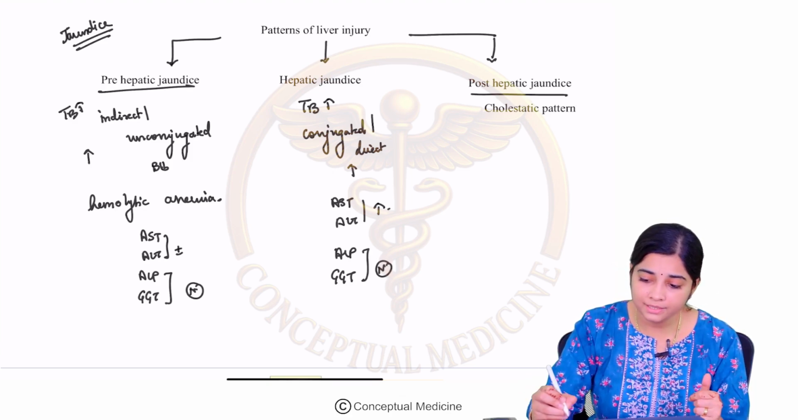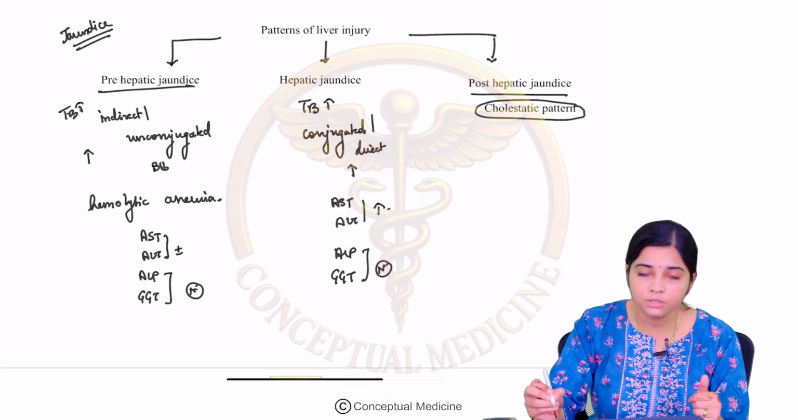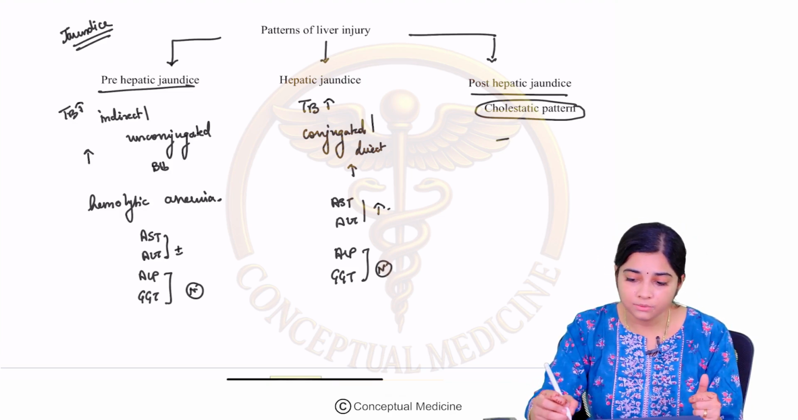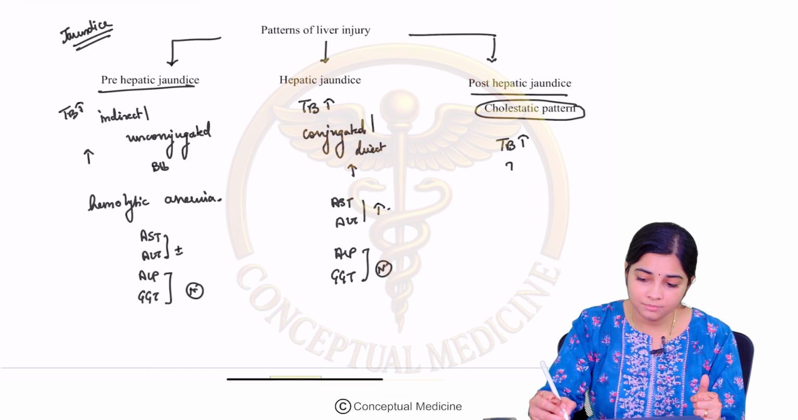Then your post-hepatic jaundice is also called your cholestatic pattern. In this cholestatic pattern, again TB will be high, DB will be high.